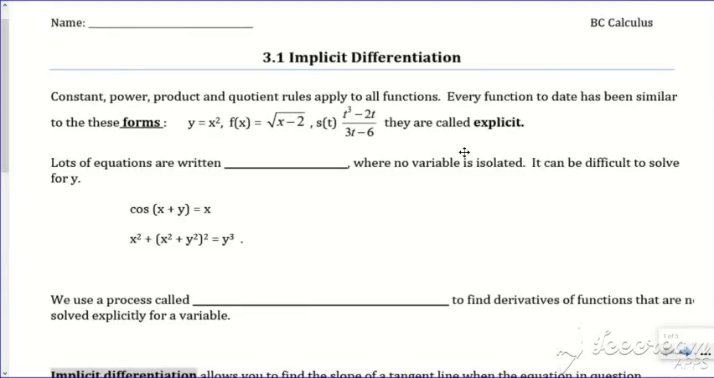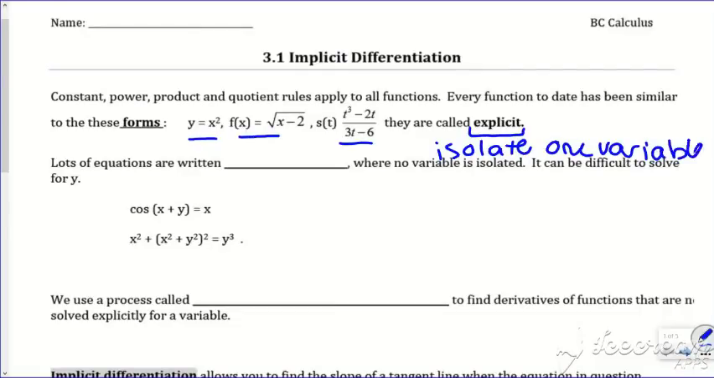Okay, in this lesson, we're going to talk about implicit differentiation. And the idea is that we've been doing differentiation in these several forms. These are called explicit forms because we can isolate one variable. And that might not always be the case. Lots of our equations are written implicitly, where none of the variables are isolated.